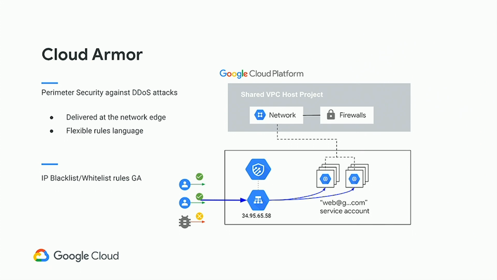You can specify Cloud Armor rules using IP blacklists or whitelists. This functionality is basically generally available now. You can also specify the rules using WAF rules or geo-specific rules, or you can use a flexible rules language in order to customize the rules that you would like to specify.